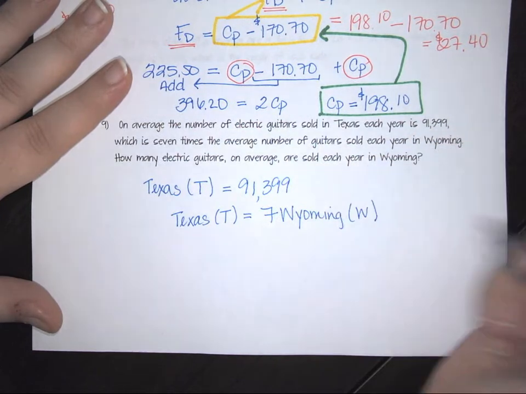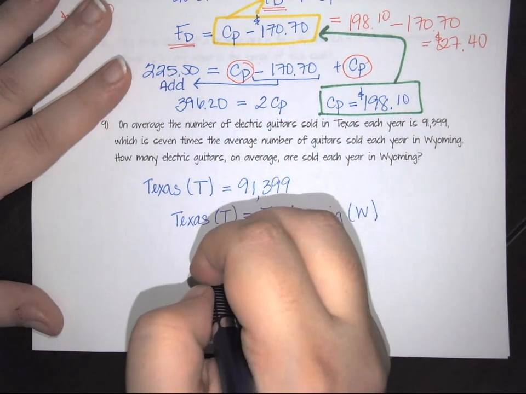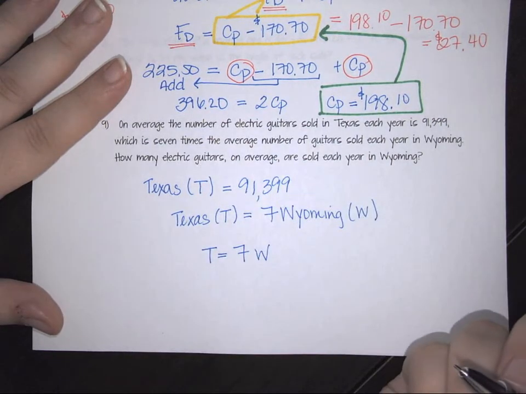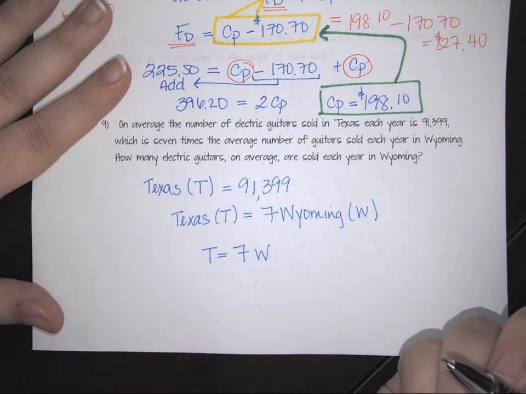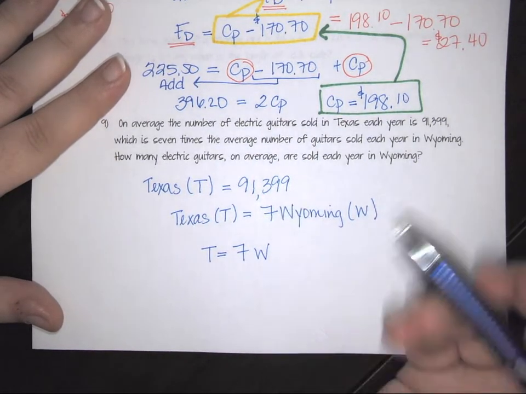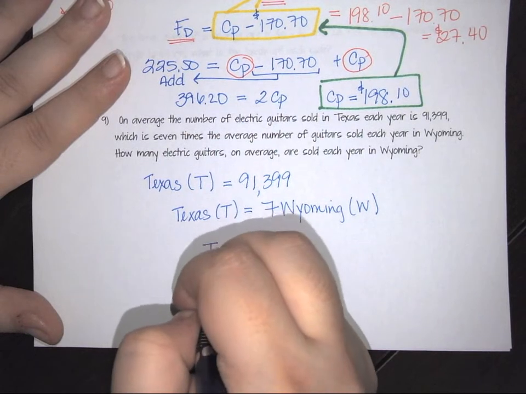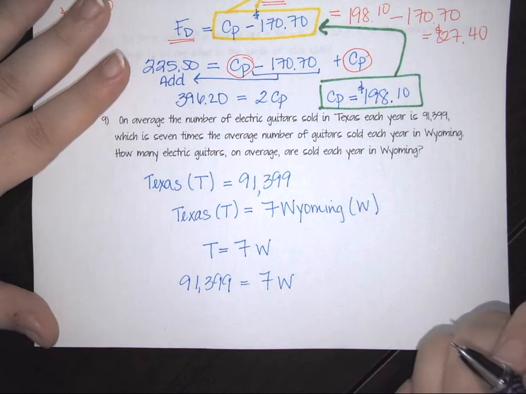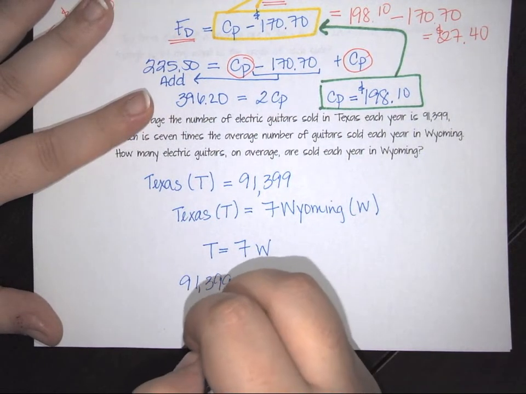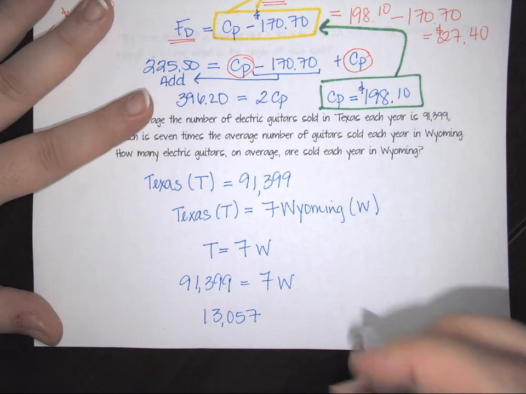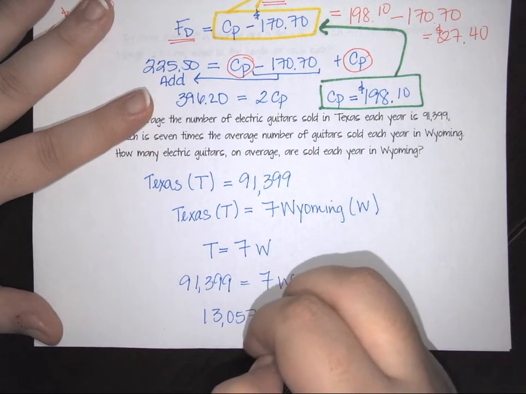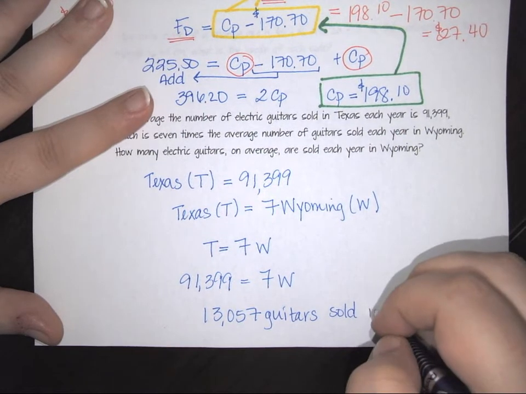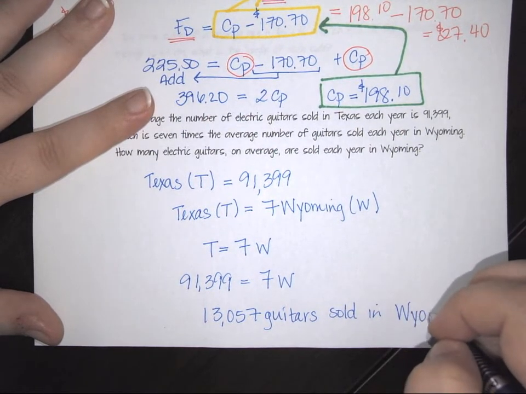Which we could call W. So if we actually look at that, we have an equation: T equals 7W. Well, we know what T is. So T is 91,399, which equals 7W. Divide by 7 and you get 13,057 guitars sold in Wyoming.